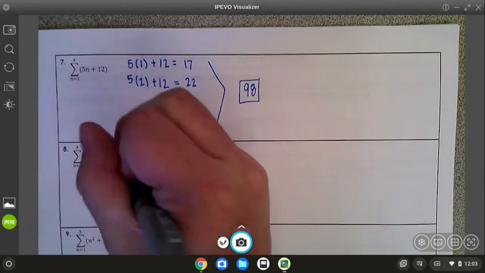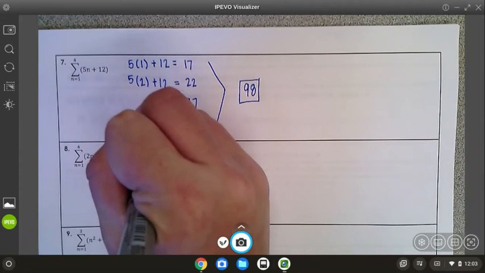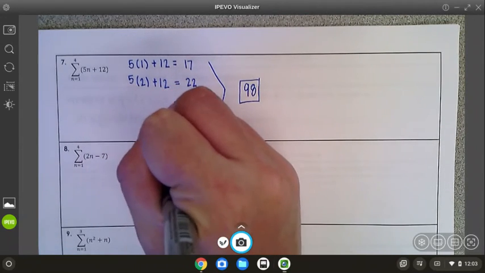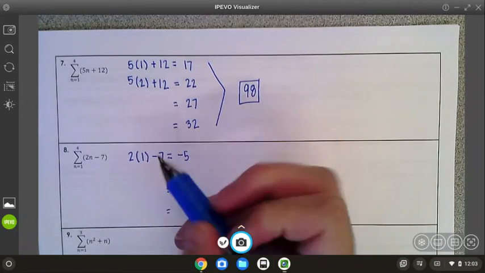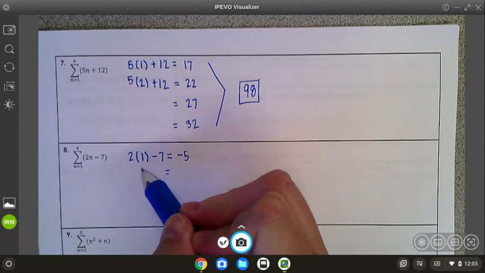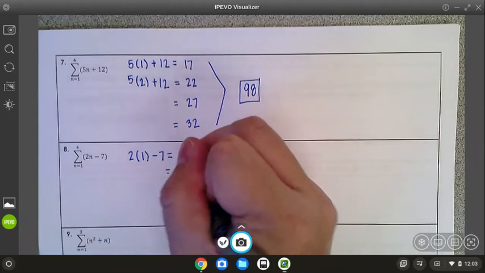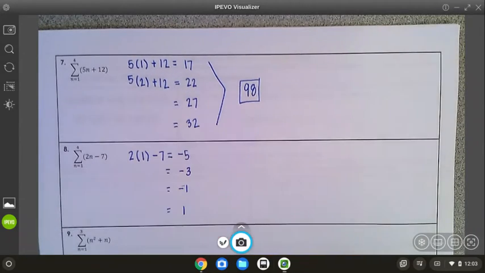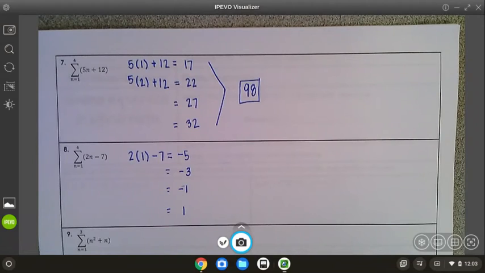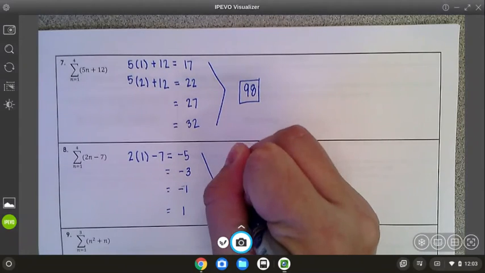Number 8, 2 times 1 minus 7 is negative 5. And if you kept plugging in 2, 3, and 4, you would have got negative 3, negative 1, and positive 1. And then adding all 4 of those together, negative 8.